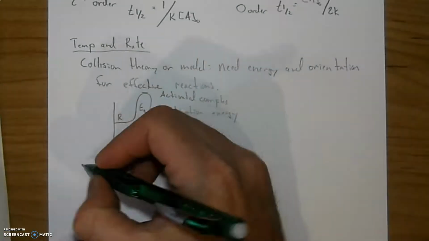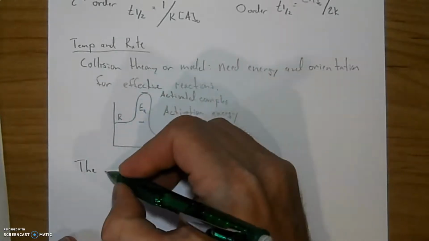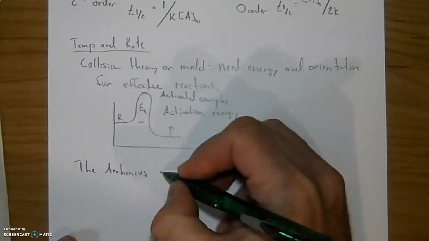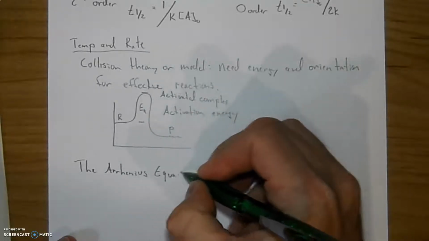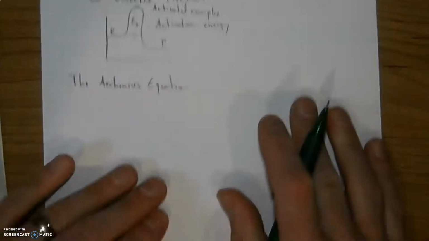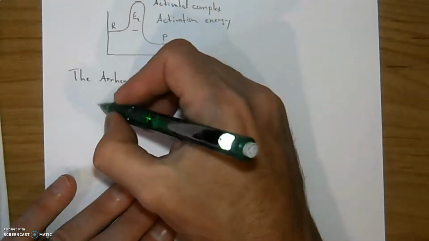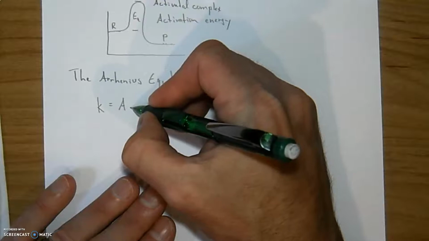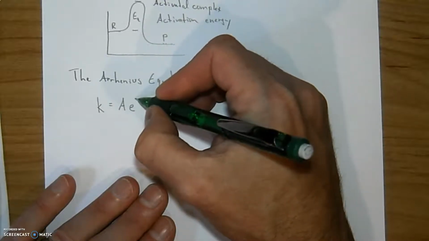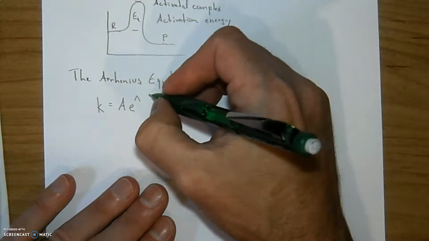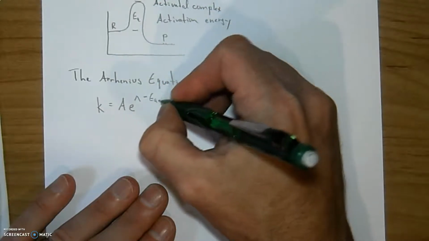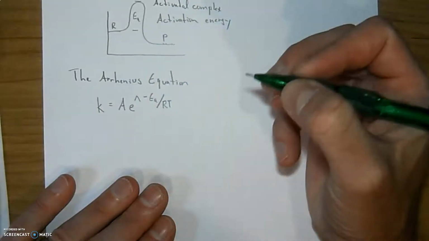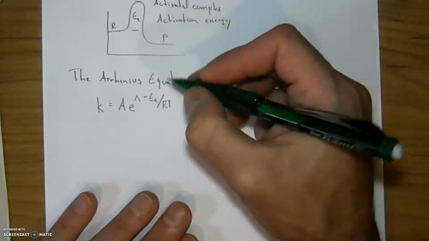Okay, next on our list here. Let's bring up the Arrhenius equation. The equation is k is equal to capital A, e as an exponential, to the negative E sub A, activation energy, over RT. So let's give a little name to what these things are.